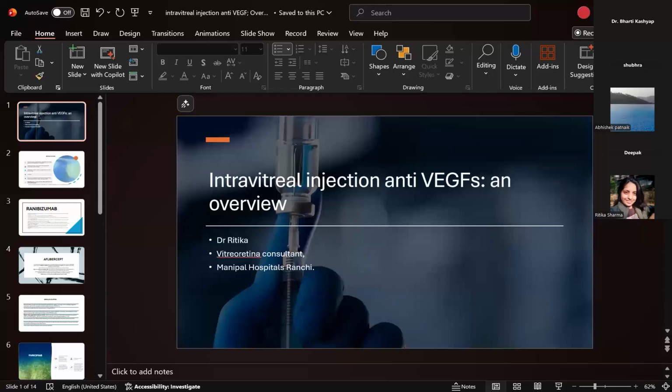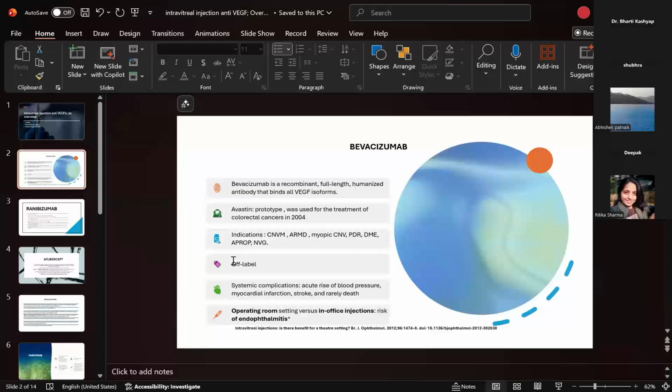So the topic for today was intravitreal injection anti-VEGFs, an overview. There are a lot of intravitreal injections that you can do inside the eye, but the most common intravitreals that we do in ophthalmology are always the anti-VEGFs. So let us have a brief overview of the available anti-VEGFs. Let us start with the most humble anti-VEGF, bevacizumab. It is a recombinant full-length humanized antibody that has both Fc fragments and the Fab fragments, and Avastin is the prototype.